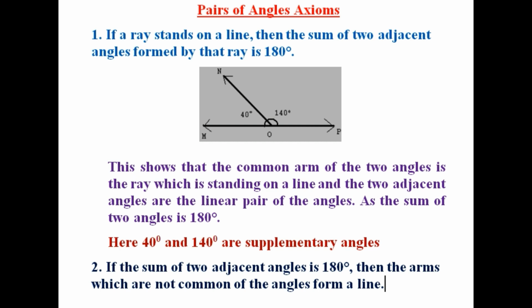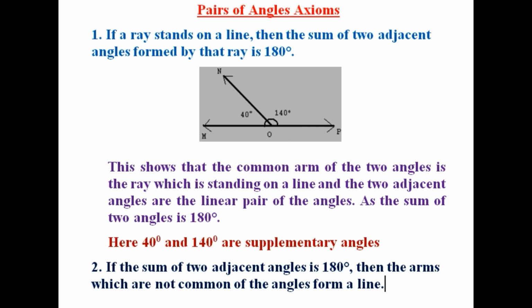Here 40 and 140 are what type of angles? Supplementary angles. Always 180 degrees means supplementary angles. So the first axiom, remember: if a ray stands on a line, then the sum of the two adjacent angles formed by that ray is 180 degrees.